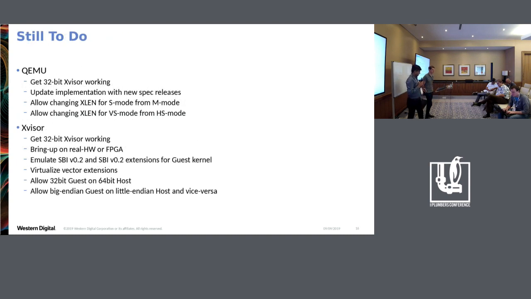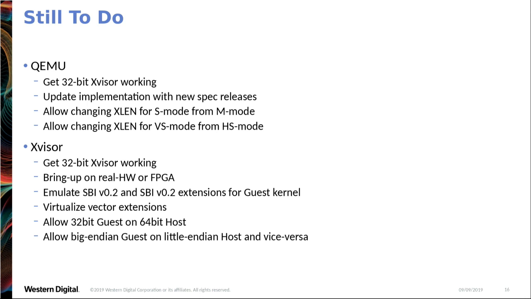This is a more detailed list of things that are pending as of now. So we need to get the 32-bit variant of the hypervisor extension working. It is exactly the same as the 64-bit thing, only the registers changed, and for certain registers we have an H register. And if there are spec changes in this, we need to update the QEMU implementation as well. And already the spec supports changing the XLEN, that is the register width, on 64-bit, so that is not implemented yet in QEMU. So we can technically run 32-bit VMs on 64-bit, but we have not emulated that in QEMU.